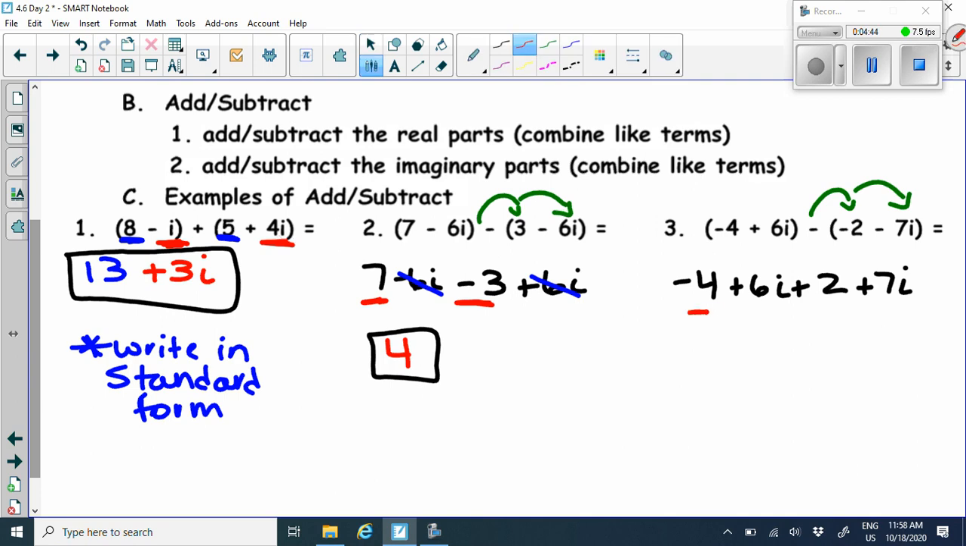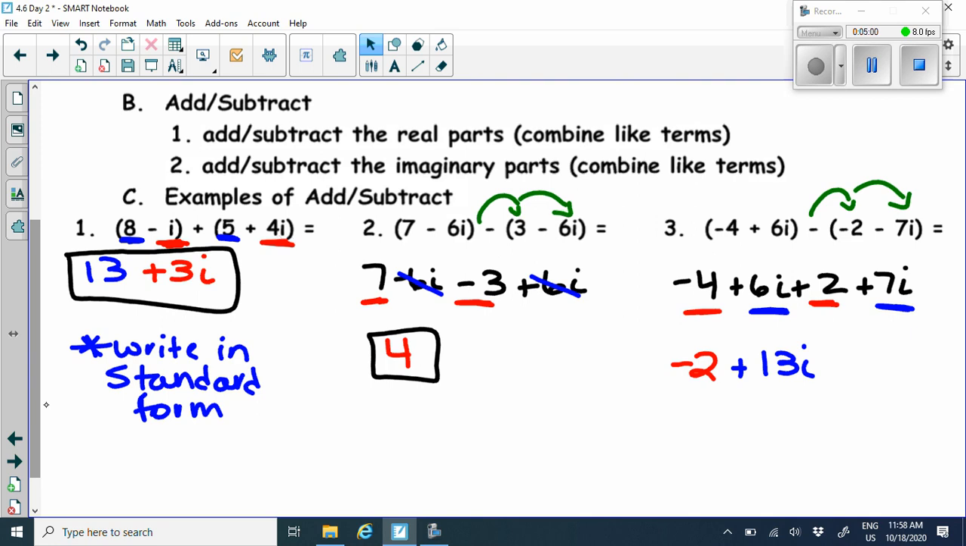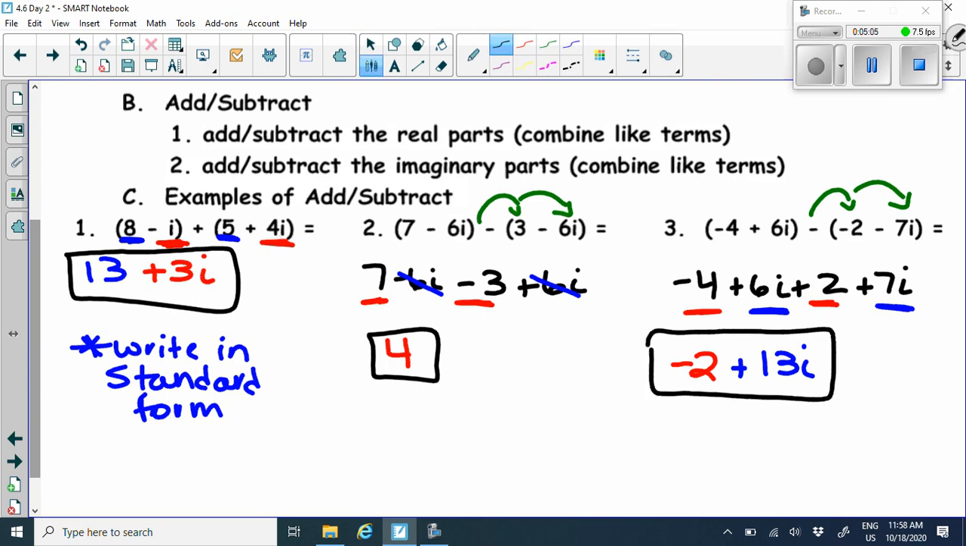Okay, combine like terms. I combine my real numbers, which in this case is -4 and 2. That gives me -2. Be careful with your signs there. And then my imaginary numbers, which are 6i and 7i, which gives me plus 13i. And notice that we did write this in standard form. We have our a, which is the real number, and then our imaginary solution.